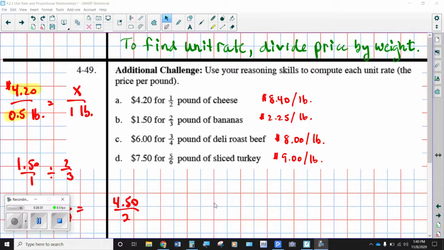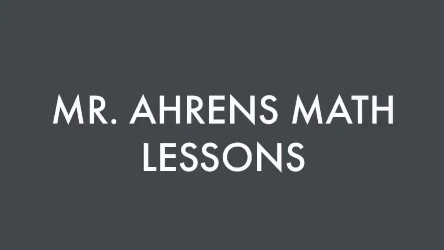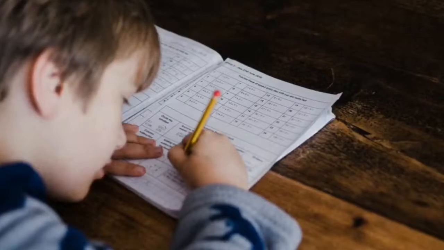All right, so let's move on to the next activity, and you are definitely going to have a check for understanding after this, because I want to see if you can do unit rates like this. Okay, take care. Bye.